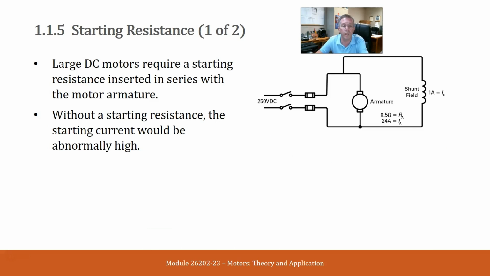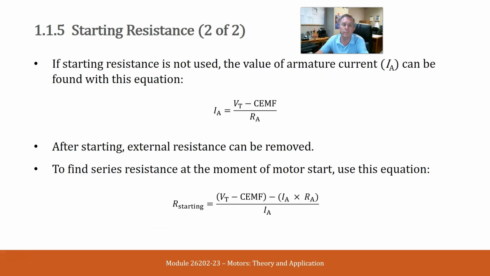Large DC motors require a starting resistance inserted in series with the motor armature. Without a starting resistance, the starting current would be abnormally high. If the starting resistance is not used, the value of armature current can be found with this equation, and after starting, external resistance can be removed. To find series resistance at the moment of motor start, use this equation.